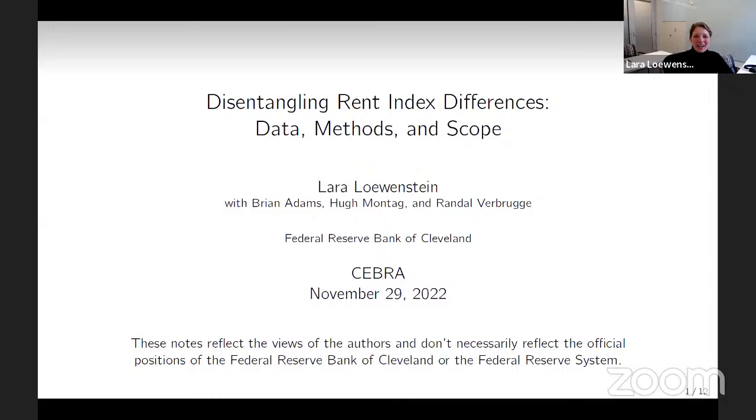All right, so thank you to the organizers for giving me the opportunity to present this work. This paper is joint work with three co-authors, Brian Adams and Hugh Montag of the BLS and Randall Verbrugge of the Cleveland Fed. And this paper is called Disentangling Rent Index Differences: Data, Methods and Scope. And as Rob mentioned, nothing I say today reflects the opinion of the Federal Reserve Bank of Cleveland or the Federal Reserve System.